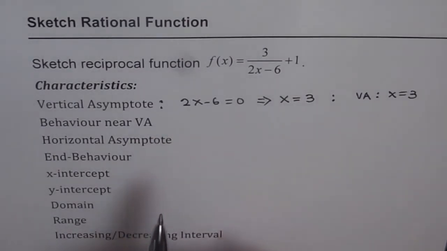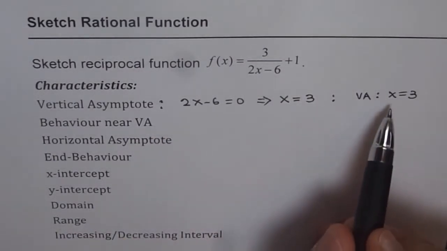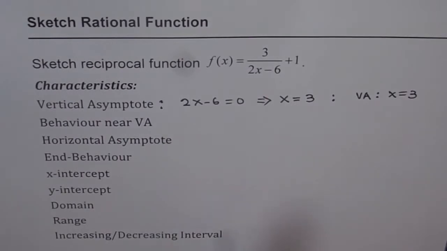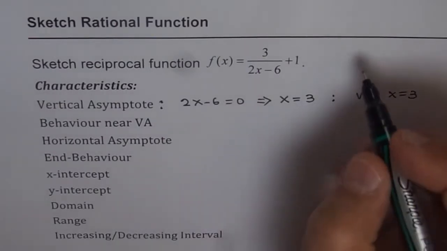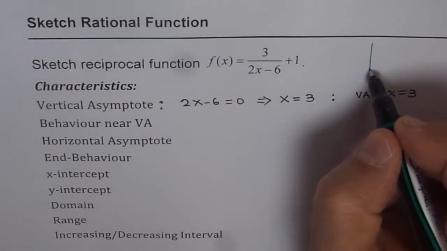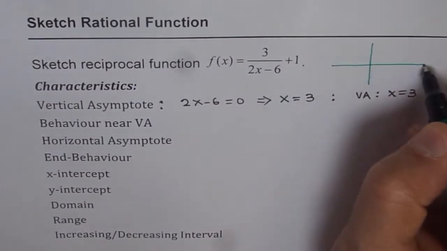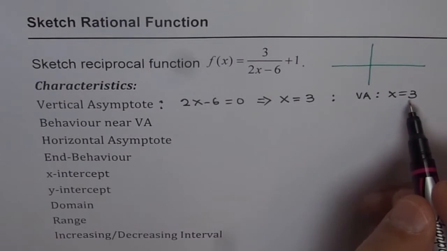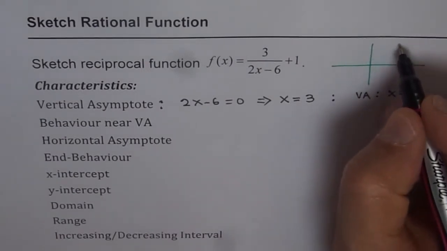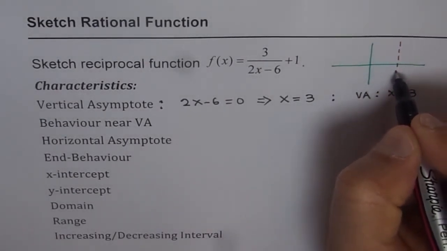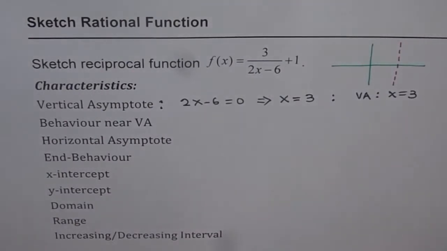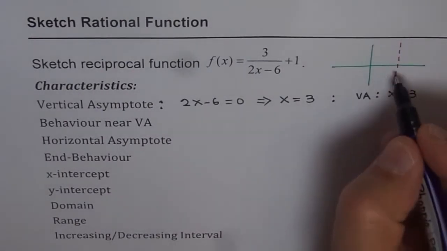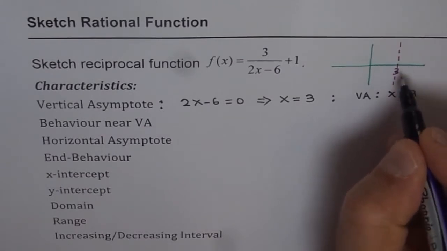That really means that when we are approaching x equals 3, what is happening to the value of the function? So I'll make a small sketch on the top so that we can refer to it while we are progressing with the solution. What we have got till now is that at x equals 3, we have a vertical asymptote. So let me draw a line here showing the vertical asymptote, and this is at 3.